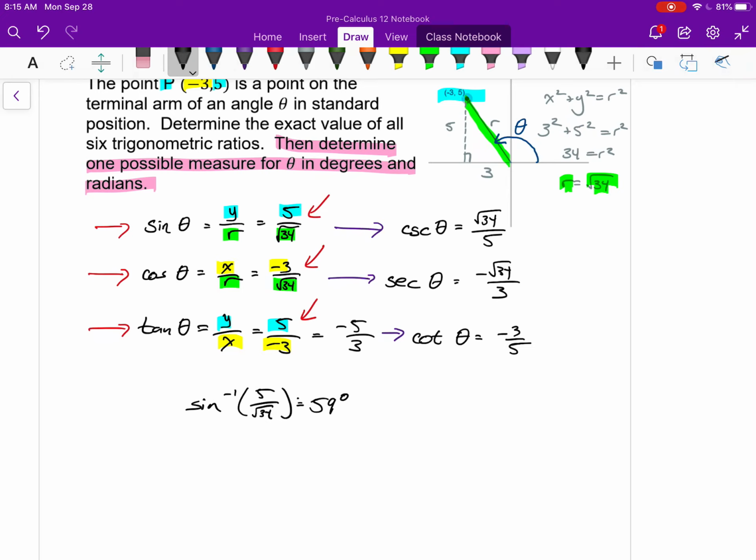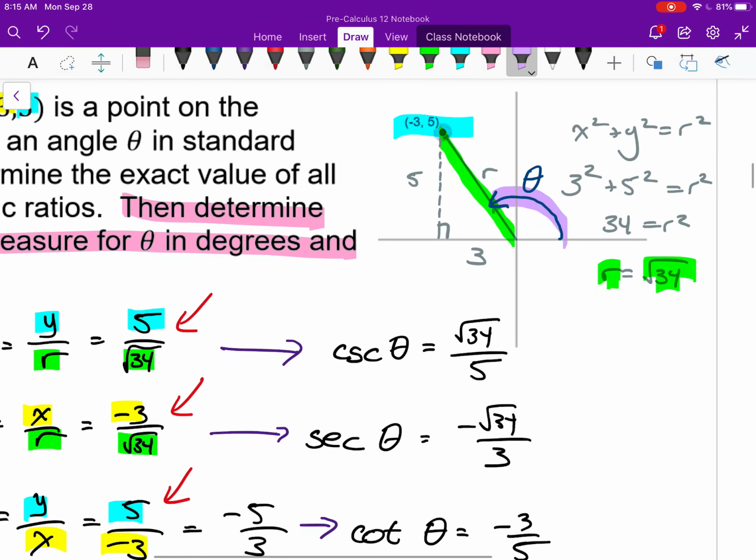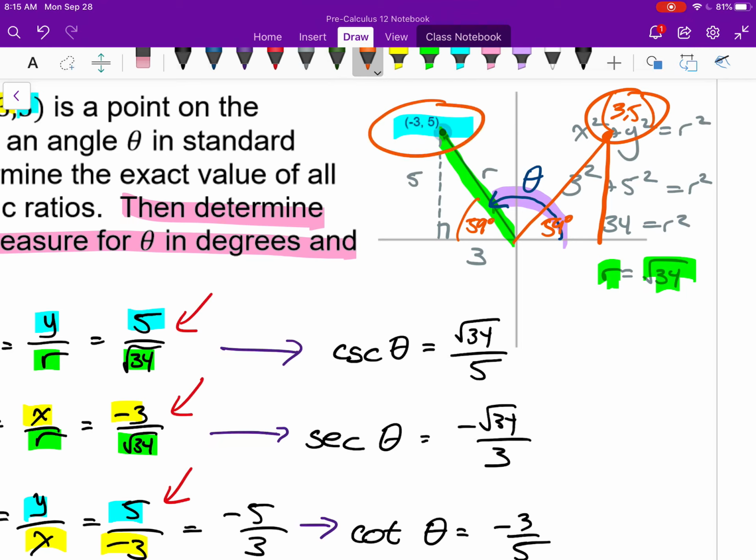Because that 59 degrees does tell me something. First of all, there's no way this angle from here to here is 59 degrees. But what that 59 degrees tells me is that it's my reference angle. My reference angle is 59 degrees. And why is that? Because in the first quadrant, there is a point at 3, 5, and that will be a 59 degree angle. And so the ratio for that angle and the ratio for this angle for sine is the exact same. So how on earth can the calculator know we're dealing with the second quadrant? It can't. It just gives us one value.